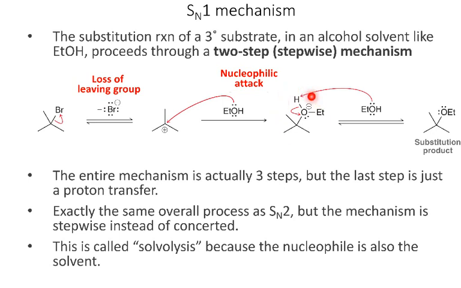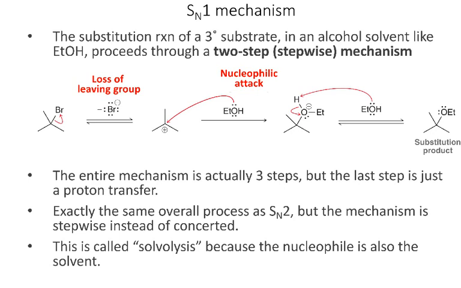And then in the case of a neutral solvent, where the product in this step has a charge, very often that's followed by a proton transfer. And so the entire mechanism is actually three steps, right? But the SN1 part is really considered these first two steps. Now, these first two steps is overall exactly the same process as an SN2 reaction.